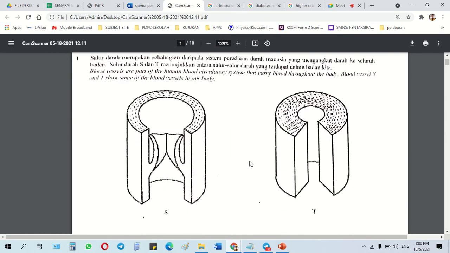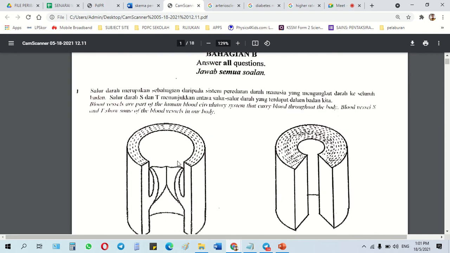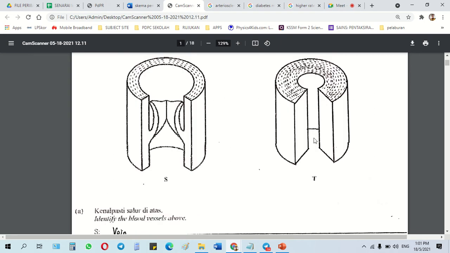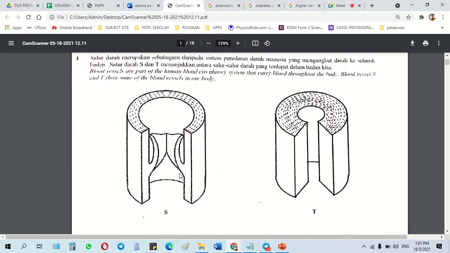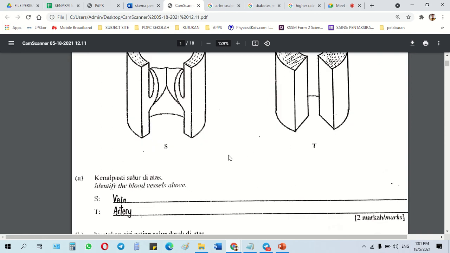So this is what your question looks like. So we have S and T, and then you have to mention what is S and what is T. The difference between S and T: this one has a valve, this one doesn't have a valve, and then the size of the lumen, and then the wall. So here we know S is a vein.